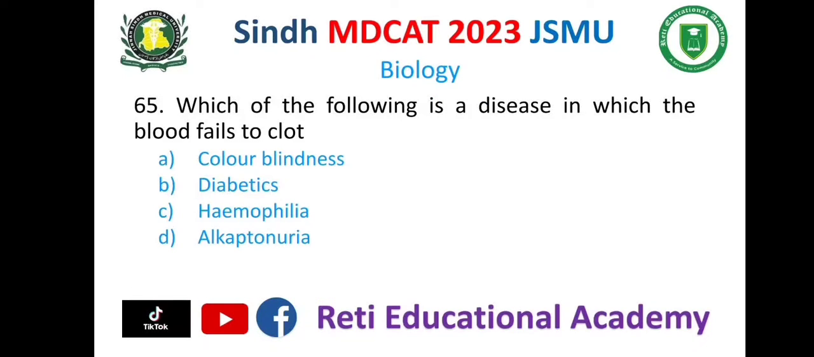Arthritis. Question number 65. Which of the following is a disease in which the blood fails to clot? A. Color blindness. B. Diabetes. C. Hemophilia. D. Alkaptonuria. And the correct option is C.